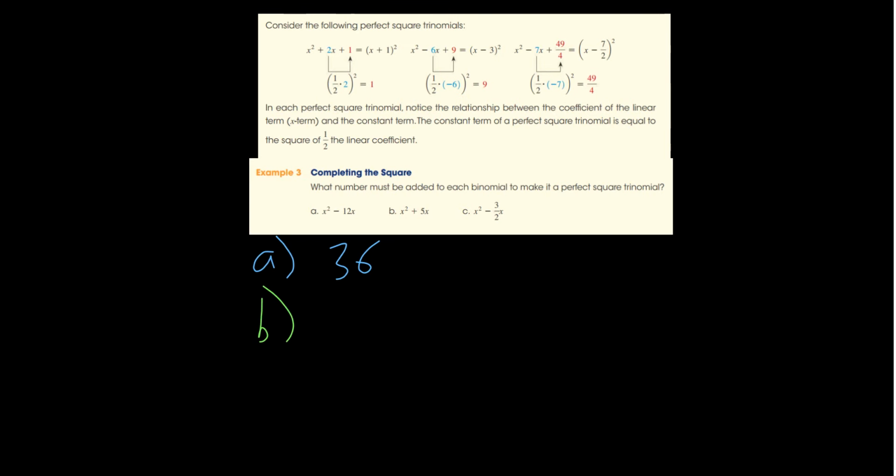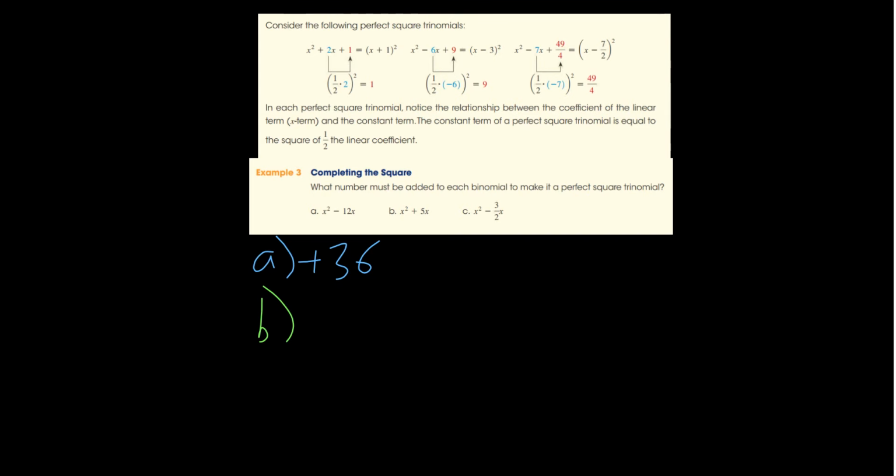B, we'll go and put a plus 36 there. What number must be added? It's just asking for the number, but if I were to write the whole thing out, it would be plus 36. But don't worry, I promise you we're going to get plenty of exercises on this.